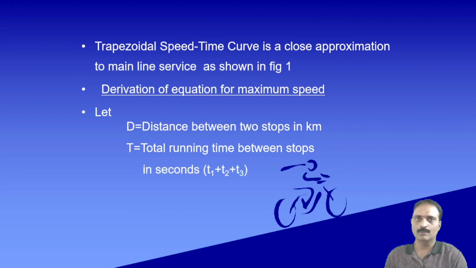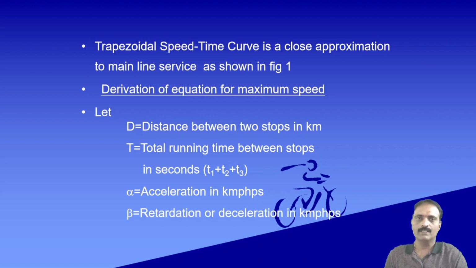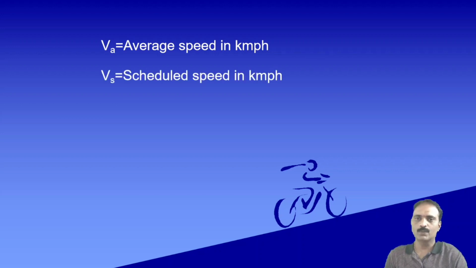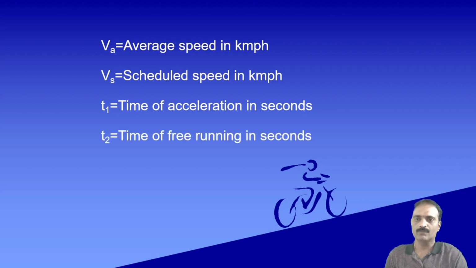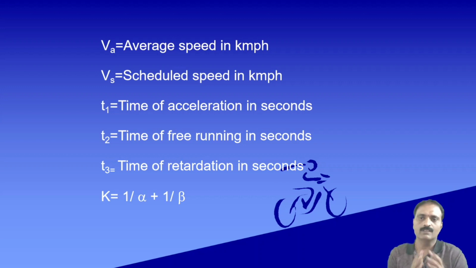So here T is equal to t1 plus t2 plus t3, and alpha is acceleration in kmph/ps, kilometer per hour per second, and beta is retardation or deceleration in kmph/ps. Vm is the maximum speed in kmph, Va is the average speed in kmph, and Vs is the scheduled speed in kmph. t1 is the time of acceleration in seconds, t2 the time of free running in seconds, and t3 the time of retardation in seconds. And here we consider one factor k, which is equal to 1 by alpha plus 1 by beta. This is only for simplification and nothing more than that. So k is considered as 1 by alpha plus 1 by beta.